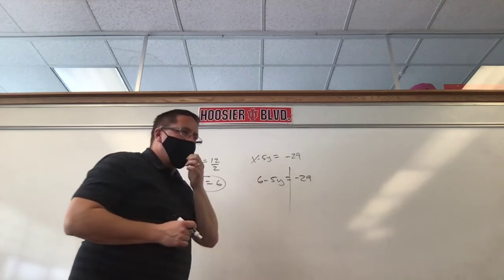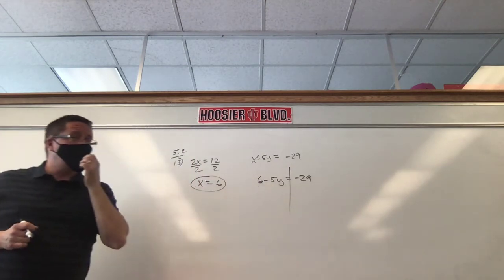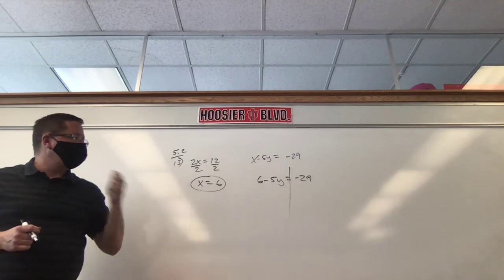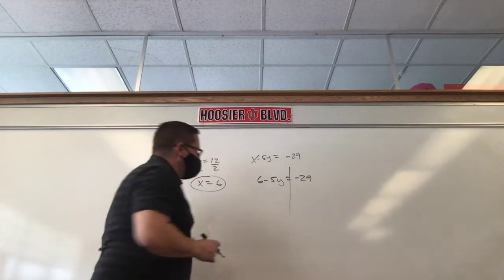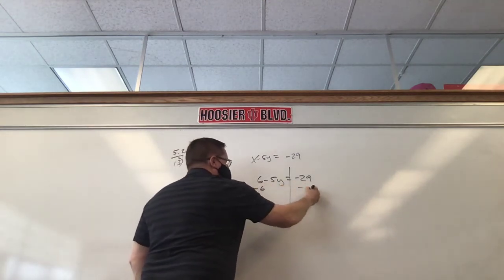How do you get rid of that 6? Some people think you add 6. Why would they think plus? Because it doesn't have a sign. But the minus is on the what? Right side. On the 5. So we minus 6, minus 6.